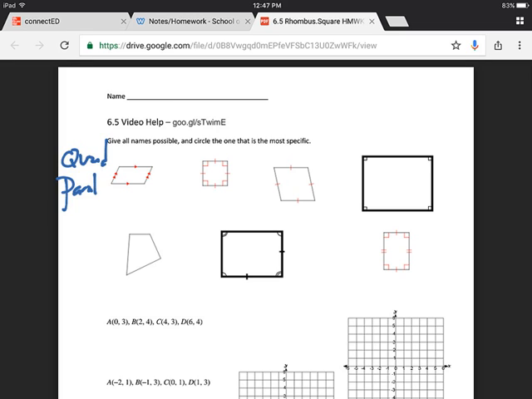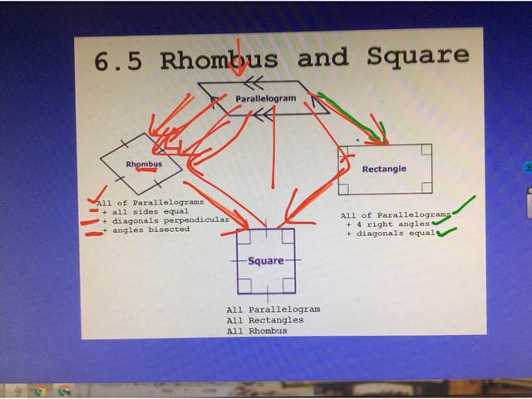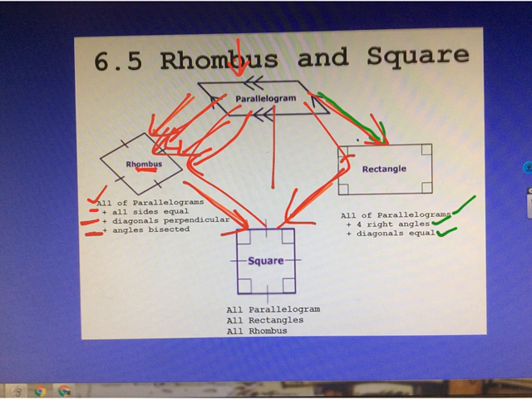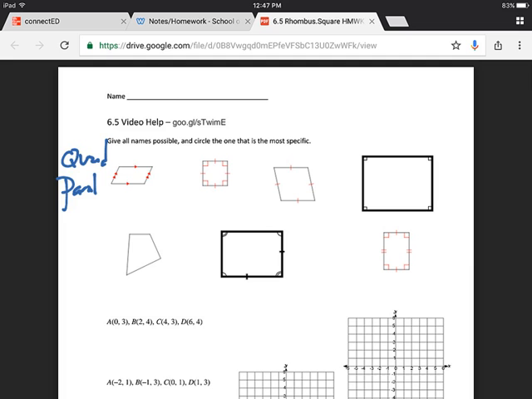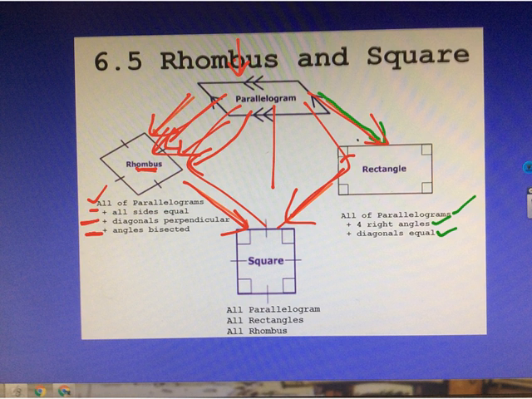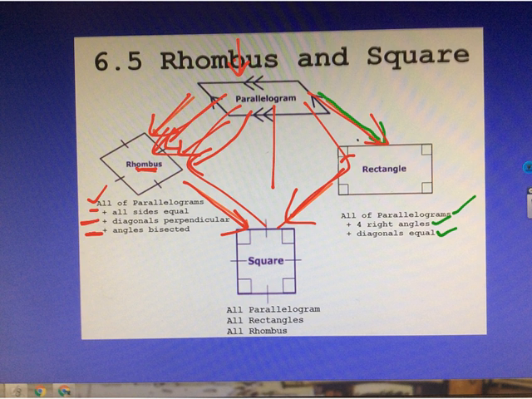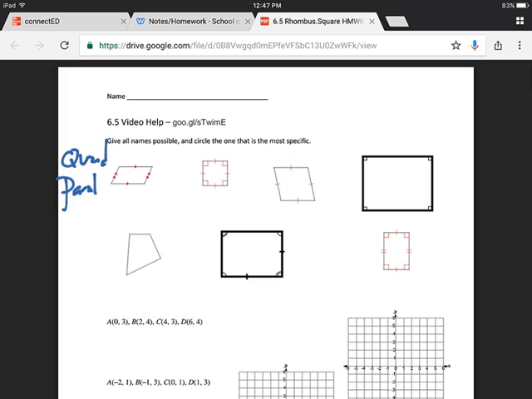Is it a rectangle? No. A rectangle needs 4 right angles or diagonals to be equal to each other. Is it a rhombus? Well, a rhombus needs all the sides equal. So are all the sides equal here? No, they're not. It needs the diagonals to be perpendicular to each other. Nothing shown there about the diagonals. And the angles bisected. Nothing shown about the angles. Okay? So that's the farthest we go, and the answer is parallelogram.